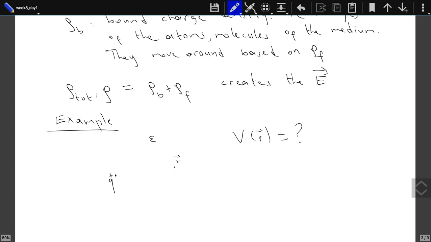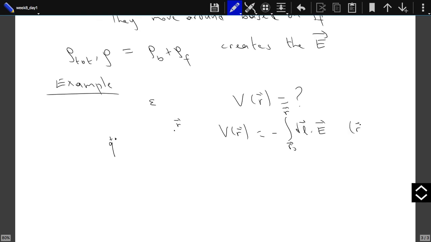Well, to calculate the potential, we need the electric field. Because the potential at the point r is nothing but minus the integral from r0 to r of the electric field. So if we can determine the electric field, we can determine the potential at this point. Oh, sorry, not infinity, r. Later on, I will assume that r0 is at infinity. Plus, of course, there is also the V of r0.